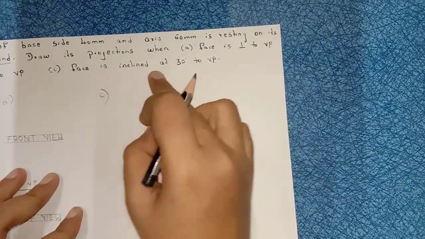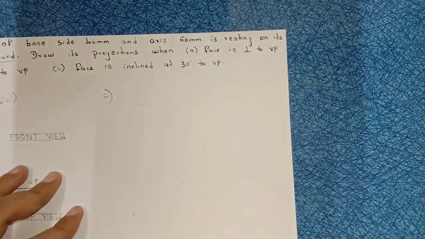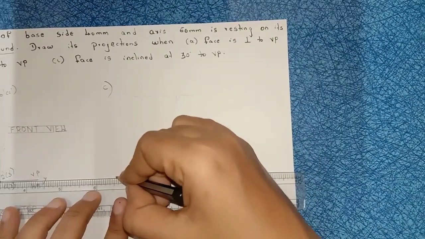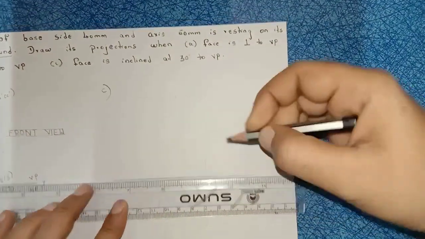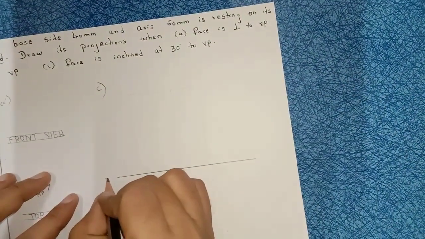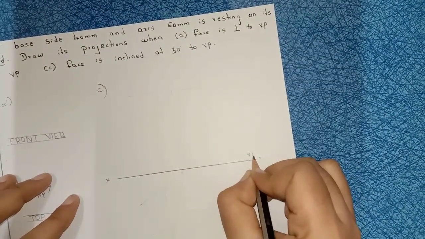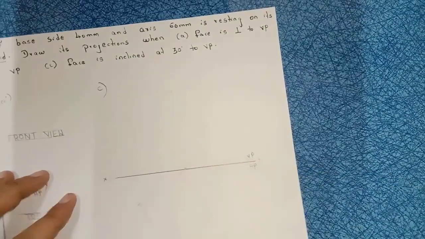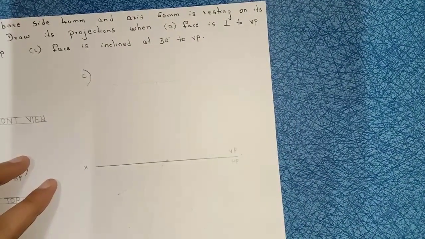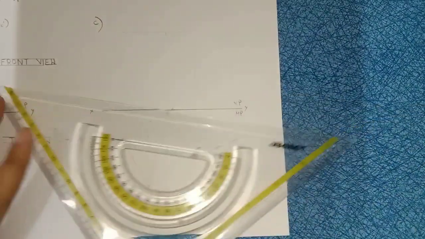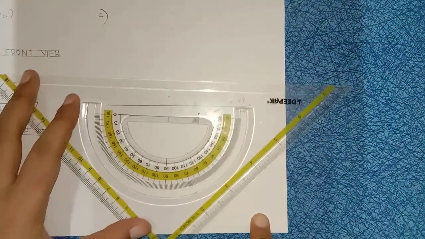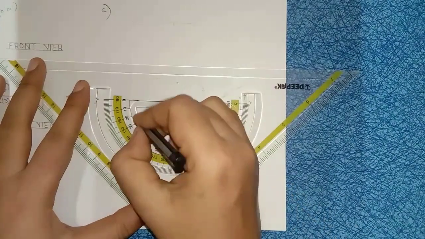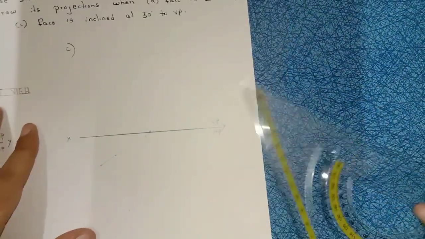One of the face is inclined at 30 degrees to VP. Right? So same process. Draw the reference line of any length. Name it as XY, vertical plane, horizontal plane. Mark any point on the reference line. Angle is 30 degrees to VP. So I am placing my protractor on that point. I am marking 30 degrees angle, right?